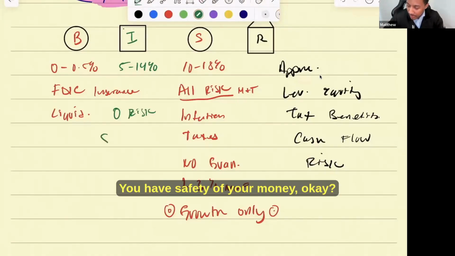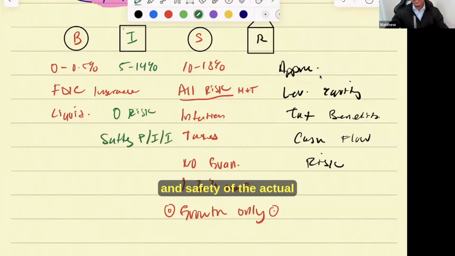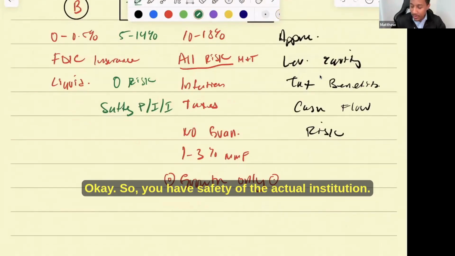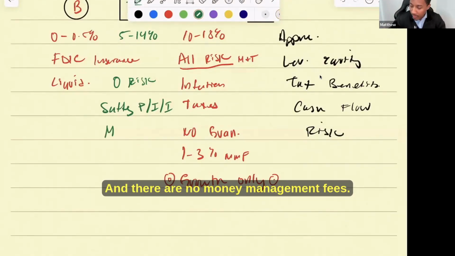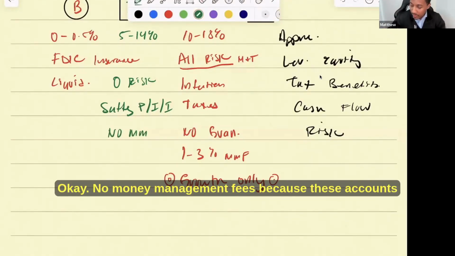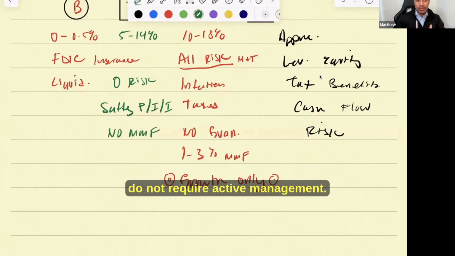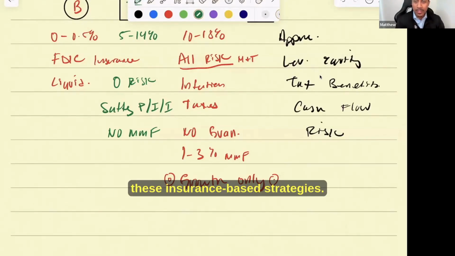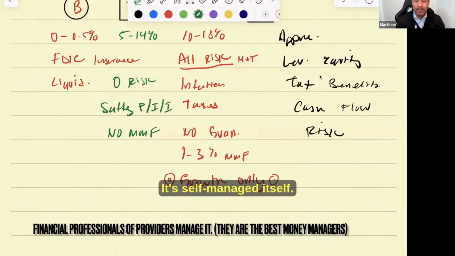You have safety of your money, okay? Your principal, safety of interest, and safety of the actual institution that is investing and managing the money. And there are no money management fees, because these accounts do not require active management. I don't have to do anything. You don't have to do anything. These insurance-based strategies are self-managed.